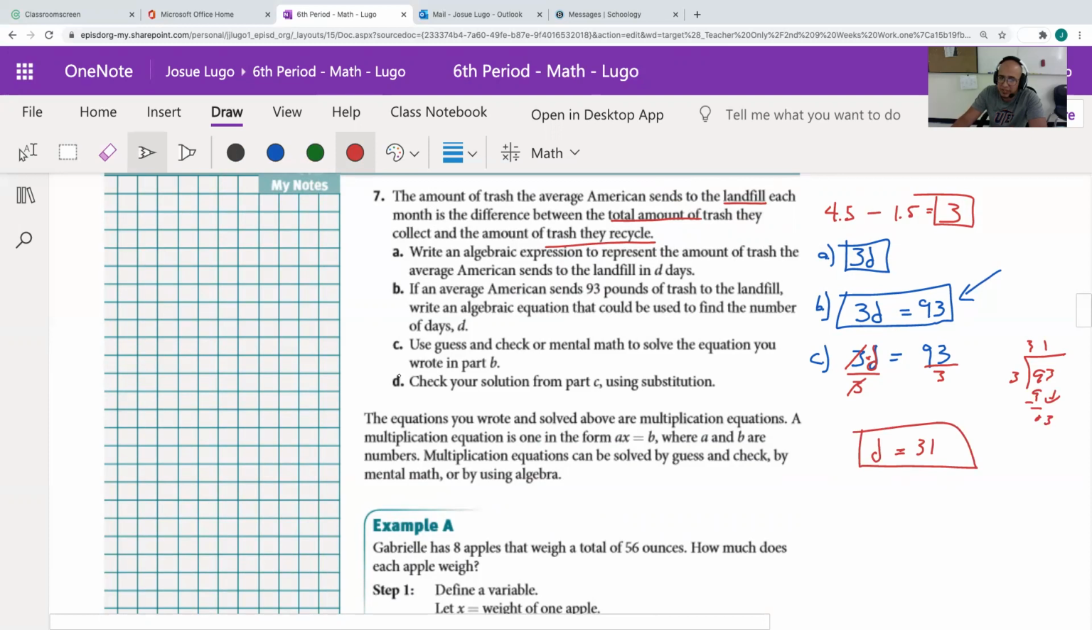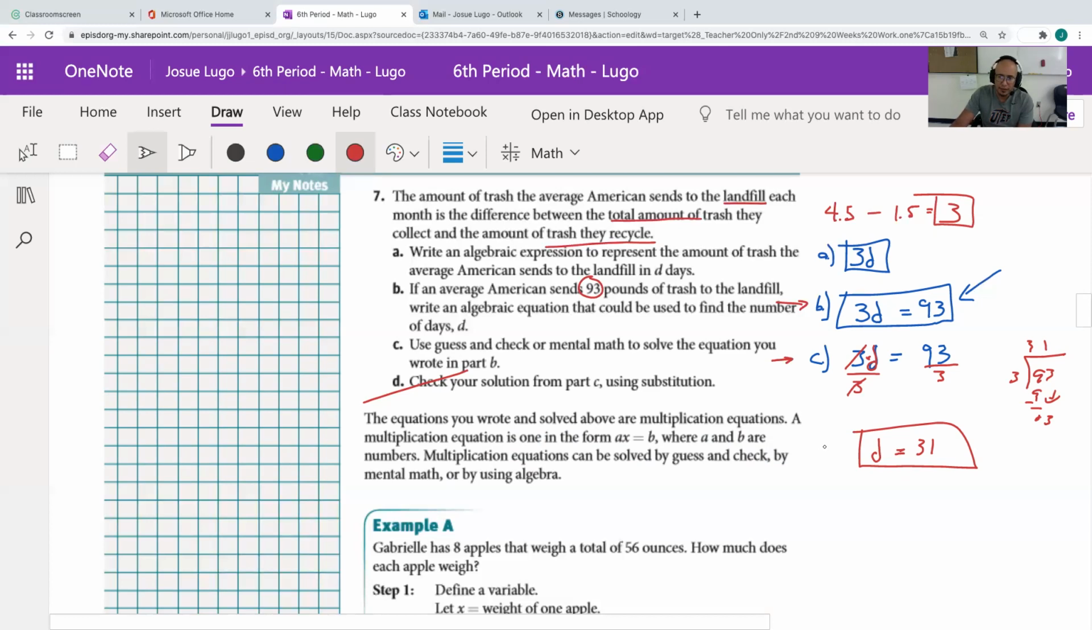So here's A, B, and C, and don't worry about D, just to check your solution. So let me slow down. Our expression was 3D. 3 pounds times the day will tell you how many pounds of trash go to the landfill every day. For B, they're asking for an equation for 93 pounds of trash. So that's where we got 3D is equal to 93. And for C, we just solved that equation. We isolated the variable on the left side by dividing by 3. Since we're multiplying by 3, we divided by 3. And whatever you did to one side, we did to the other. So D was 93 divided by 3, which is 31. That's what we got for number 7.